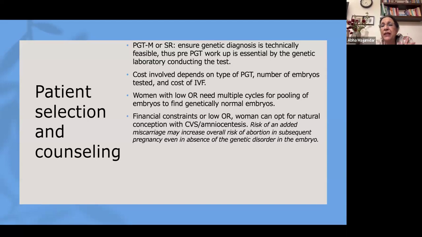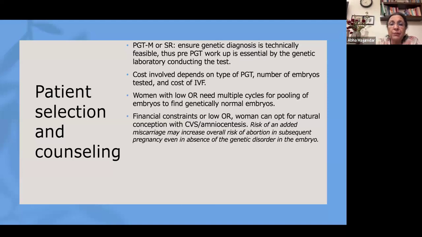These two things: women cannot go through IVF if there are financial constraints, or if the ovarian reserve is low, because then they have to go through multiple cycles. In that case, women can opt for natural conception, because these are women who are getting pregnant normally. But for them, chorionic villus sampling or amniocentesis is a must to identify a diseased baby, a carrier baby, or a risk-free baby. The only negative part is that suppose this baby turns out to be abnormal and you need to abort the child.